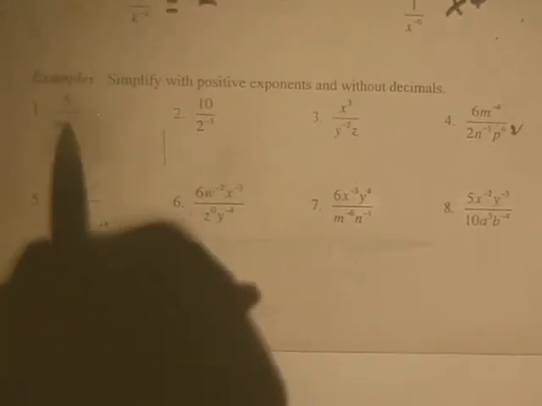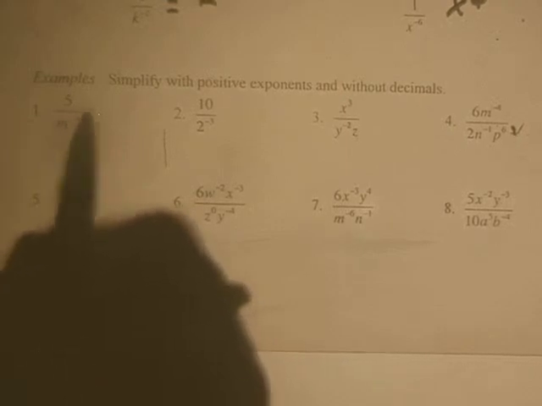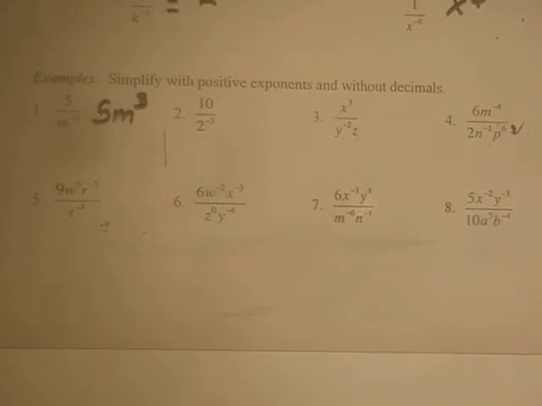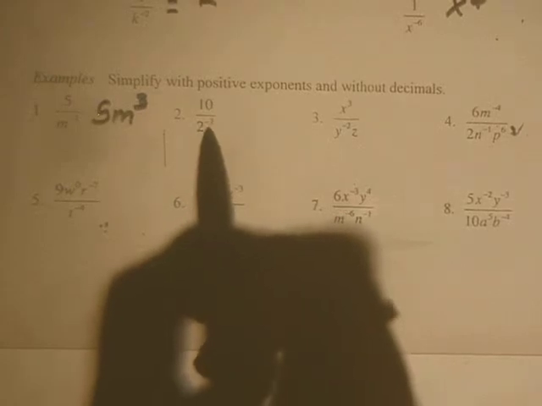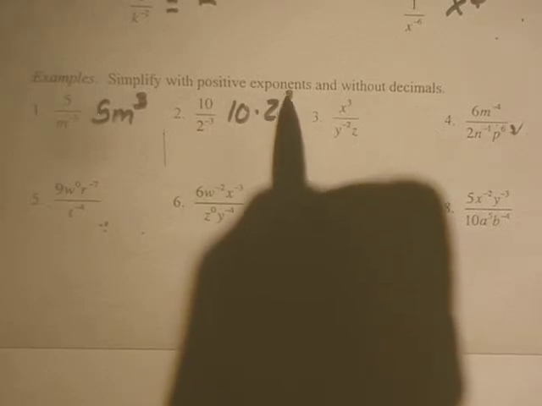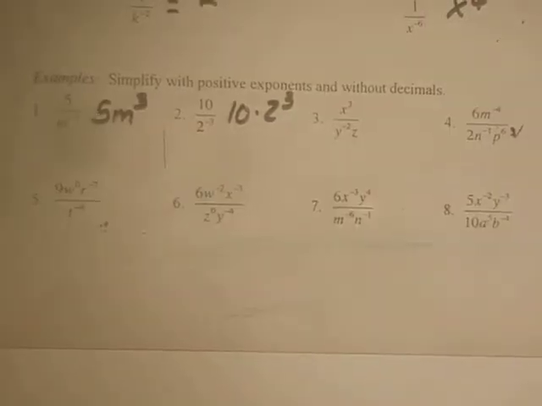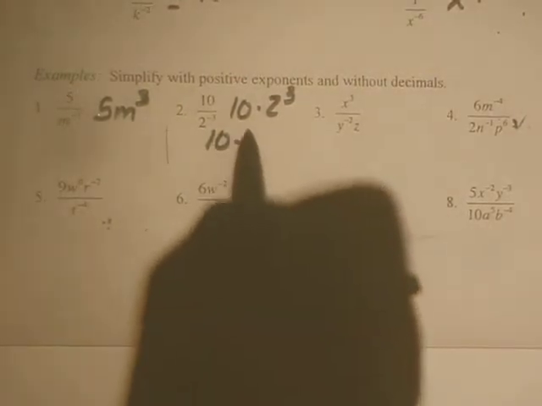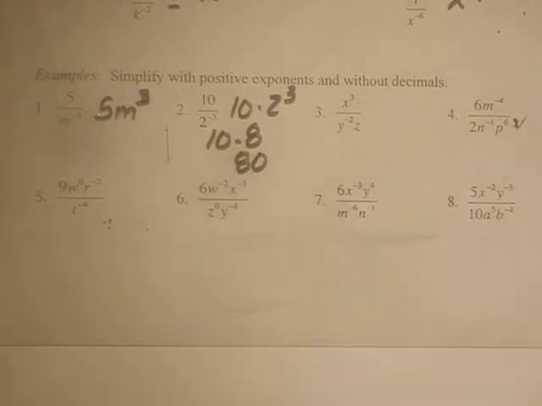A couple more examples on the bottom. Number 1, 5 over m to the negative 3. This negative exponent comes to the top, so that will be 5m to the 3rd. Number 2, this 2 to the negative 3rd, it's a negative exponent. So that will be 10 times 2 to the 3rd power. We moved it to the top as a positive exponent. 2 to the 3rd is 8, and so our final answer for this one is 80.